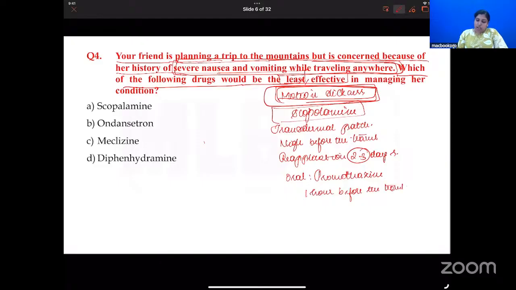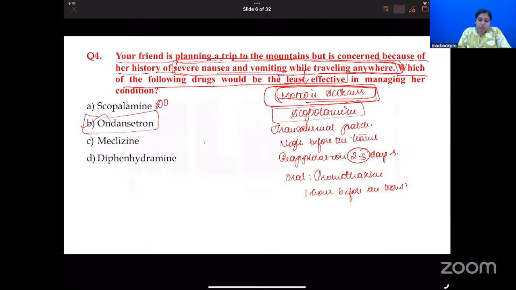Now coming back to the students who have answered correctly. Very good, many students, Pinky, Ishika, Tanushri, Suman, Suganti. Many people have given the answer as ondansetron. Ondansetron is an anti-emetic drug, as you all know. This drug acts primarily to reduce nausea and vomiting. So ondansetron is the drug which is not effective in the management of motion sickness.